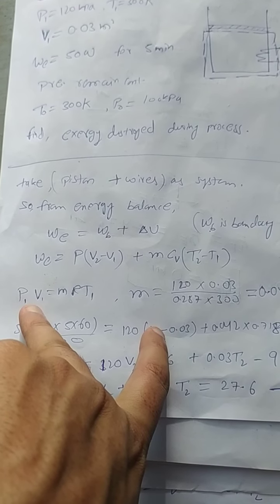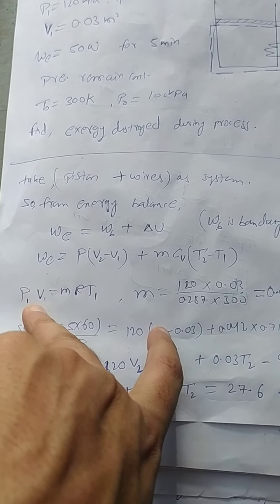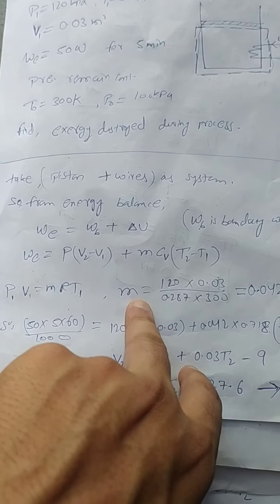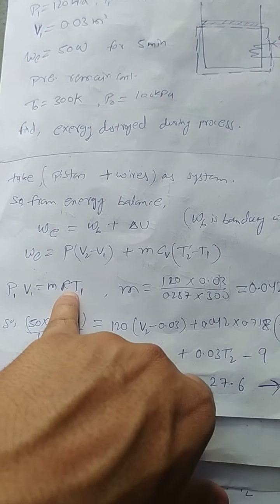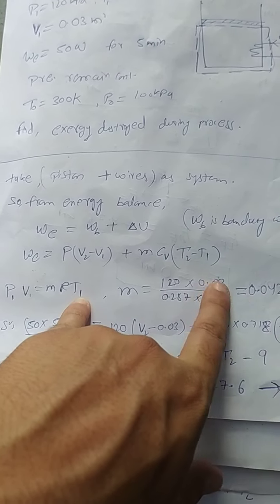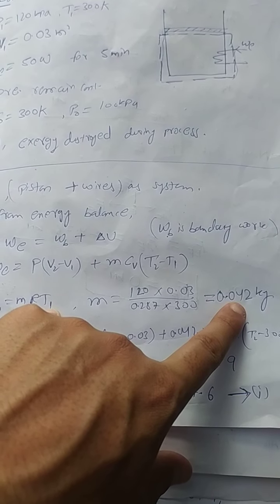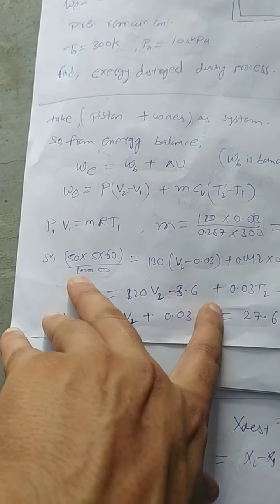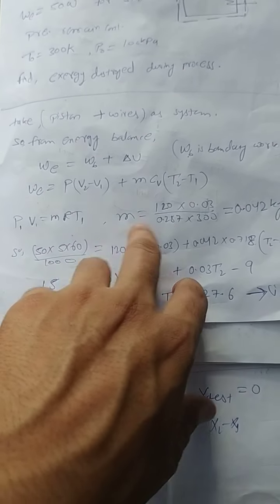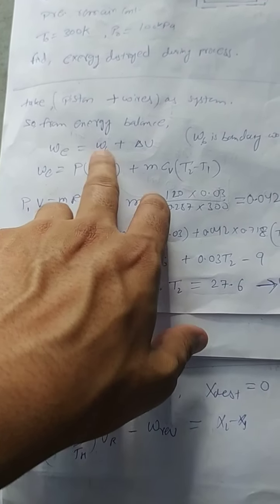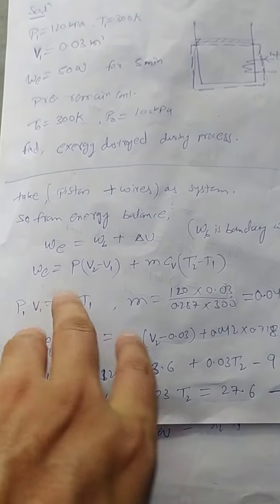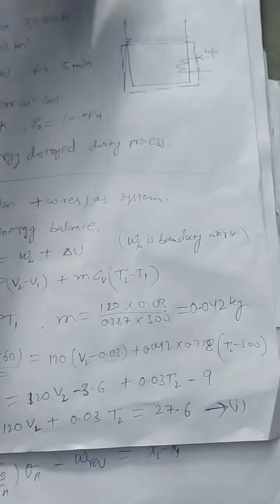Now assuming ideal gas, PV is equal to mRT. So mass from here can be calculated. P1 we know, V1 we know, R we know, T1 we know. Putting all the values, we get 0.042 kg mass. Now putting this mass in the above equation and all the known values, which are V1, P1, WE in the above equation.